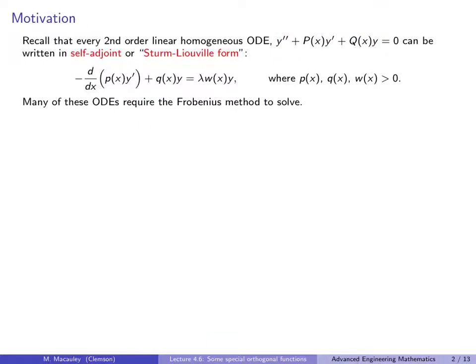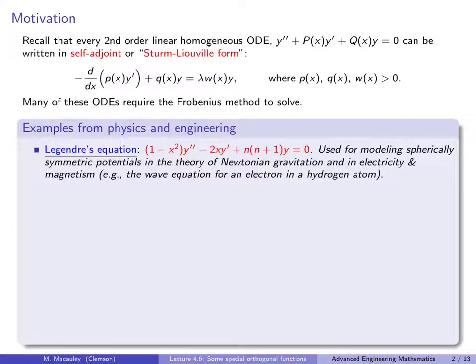Now, many of these ODEs that come up in practice in physics and engineering require the Frobenius method to solve. And I actually showed you some of these when we learned about that method. And now we're going to revisit them. The first one is Legendre's equation. This is 1 minus x squared times y double prime minus 2xy prime plus n times n plus 1 y equals 0. So this is used for modeling spherically symmetric potentials in the theory of Newtonian gravitation and electricity and magnetism, things like the wave equation for an electron in a hydrogen atom.